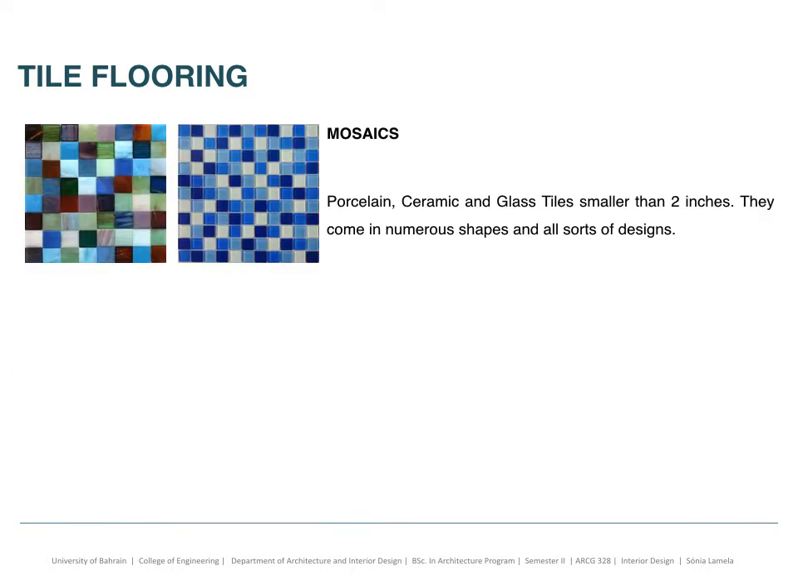Then in the tile flooring, we also have the mosaics. They could be made of different materials: porcelain, ceramic, and glass tiles. And normally they are smaller than 2 inches. They come in numerous shapes and all sorts of designs.